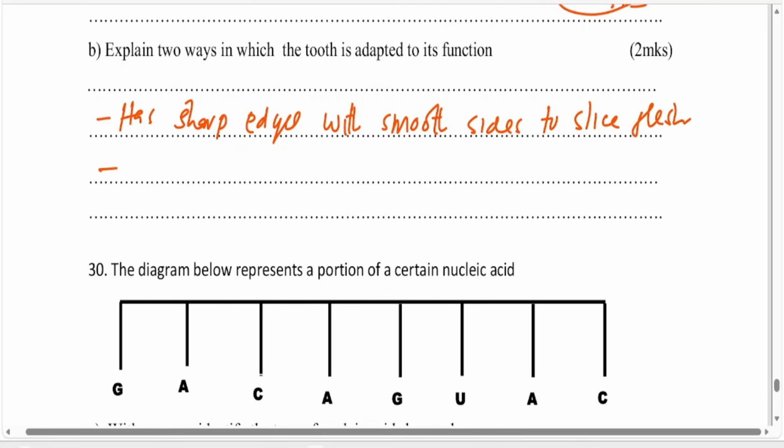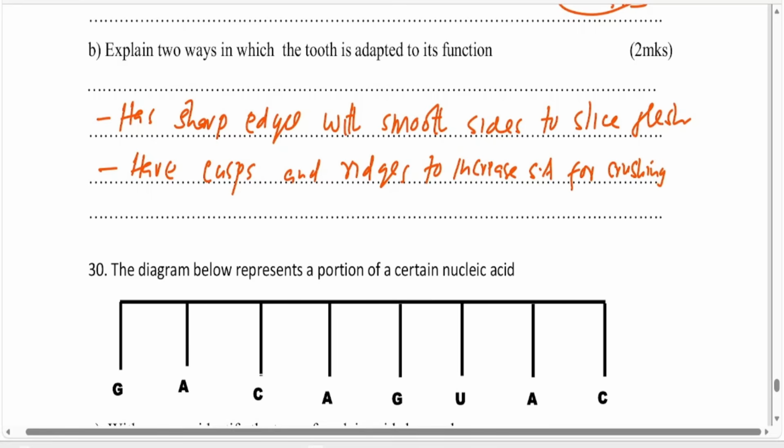They have cusps and ridges to increase surface area for crushing bones. So these statements will give you 2 marks.